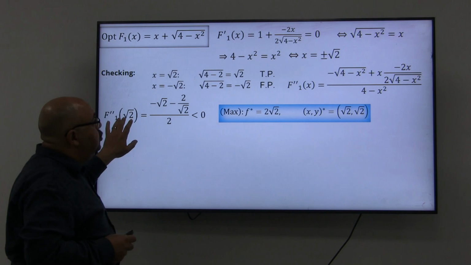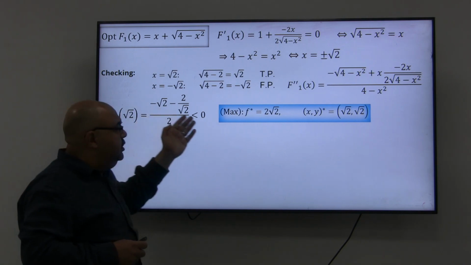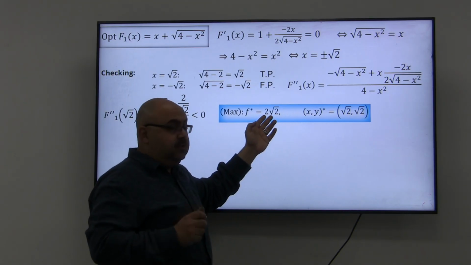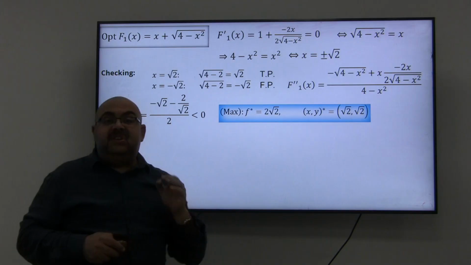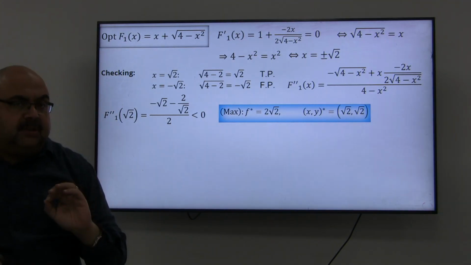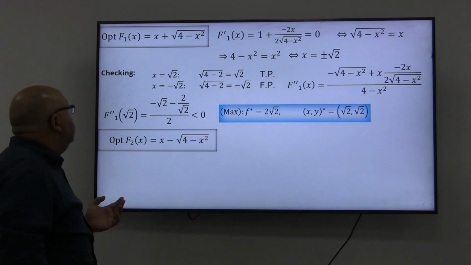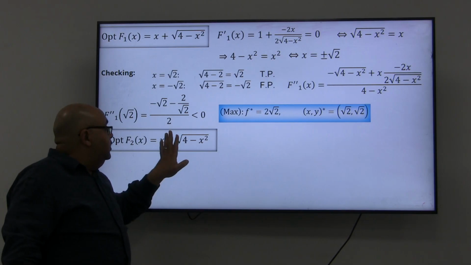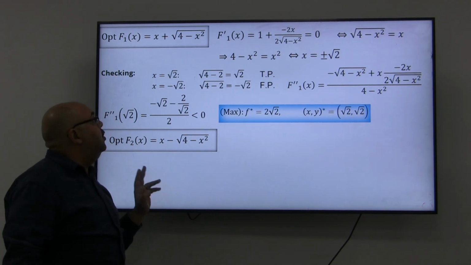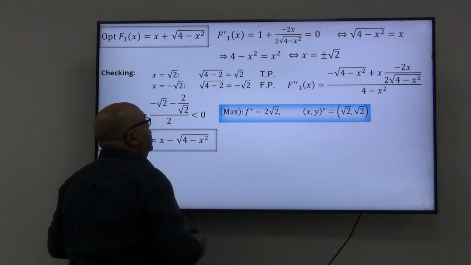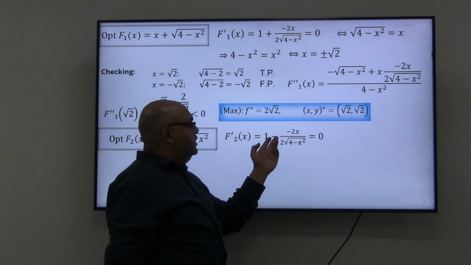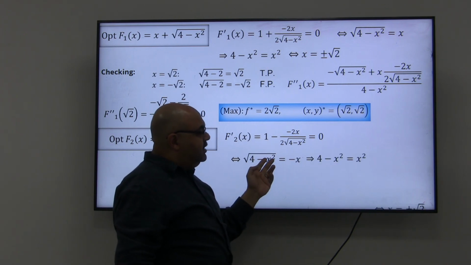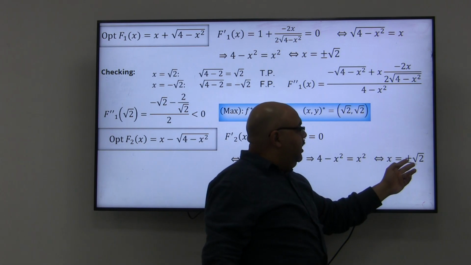As x is equal to root 2, I will substitute in the main function, and at this point the value of the function will be the greatest one, it's going to be 2 root 2. The same procedure, same steps can be followed, but with the other branch, which is x minus the square root of 4 minus x squared. It's exactly the same, just differentiating. The only difference is in the sign in front of the square root, as you can see, and then I will rearrange and get the value of x. Also, x squared is 2, so x is positive or negative root 2.